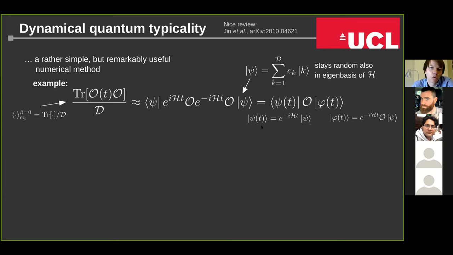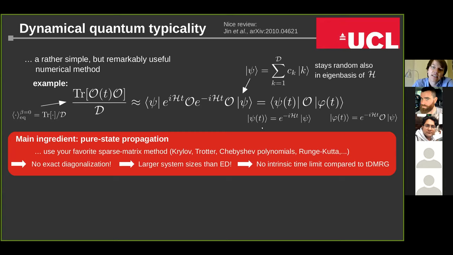Well, the important point is that the time evolution of a pure state, in fact, doesn't require exact diagonalization at all, but instead you can use sparse matrix methods. For example, Krylov subspace techniques, Trotter decompositions, Chebyshev polynomials, you name it. It doesn't matter in practice so much. What all these methods have in common is that you don't have to store the full Hamiltonian matrix, so this full 2 to the L times 2 to the L matrix. And as a consequence, you save a lot of memory and you can treat systems which are significantly larger compared to standard exact diagonalization.